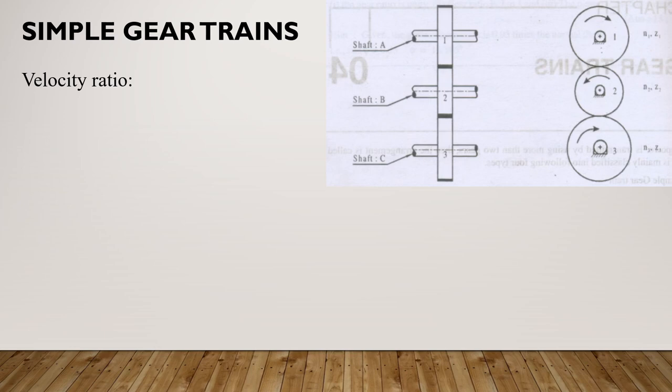So gear 1, we assume that it is rotating clockwise. Gear 2 will obviously rotate anti-clockwise, and the next one, gear 3, will rotate in the clockwise direction. You can go on adding any number of gears, there is no restriction, but we are assuming 3 gears to calculate the velocity ratio.